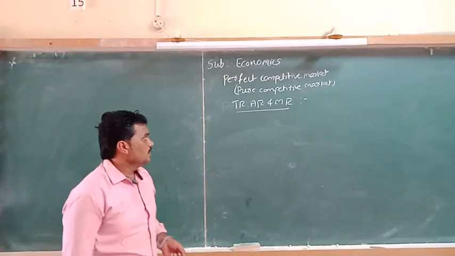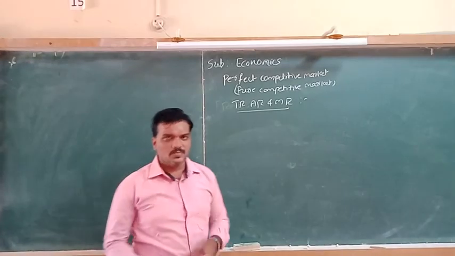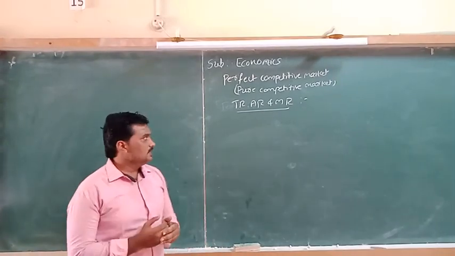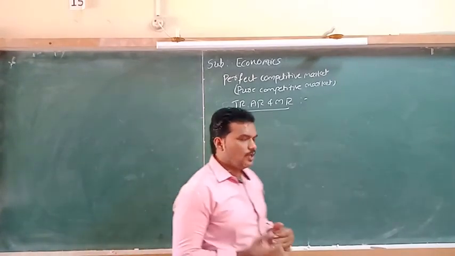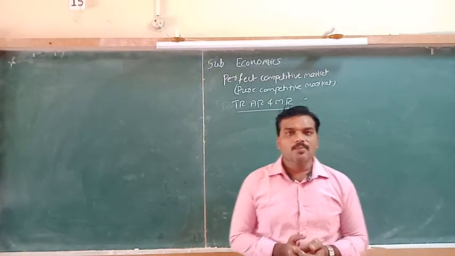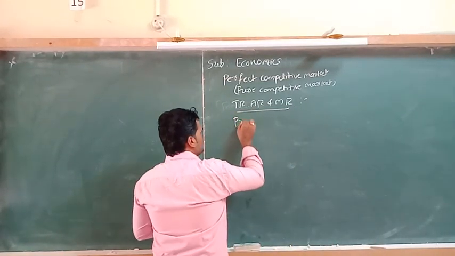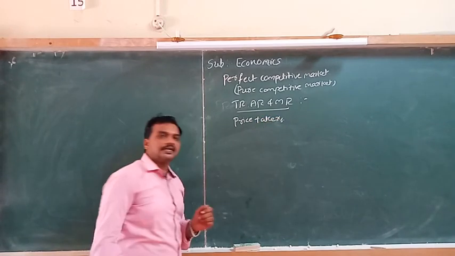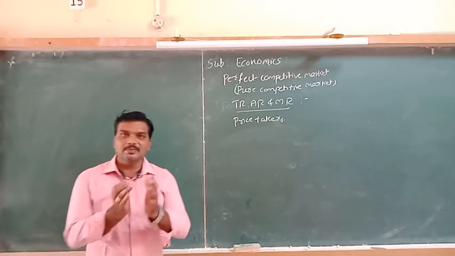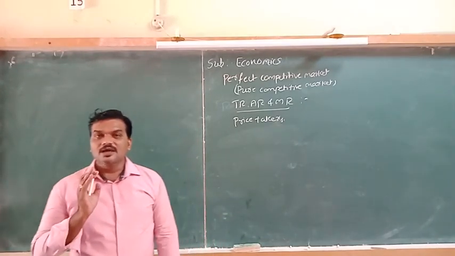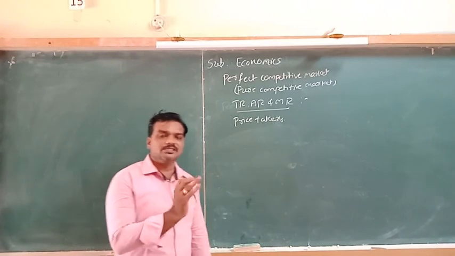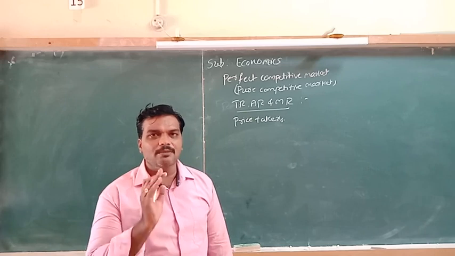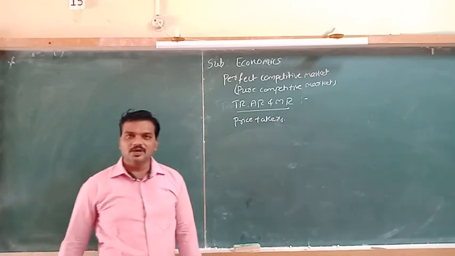So total revenue, average revenue and marginal revenue. I already told you the meanings of total revenue, average revenue and marginal revenue curves. Okay. See, we already told that in perfect competitive market, the firms are price takers. They are not price makers. They are price takers, because the firms do not decide the price of their commodity. Because the price is determined by the market forces.